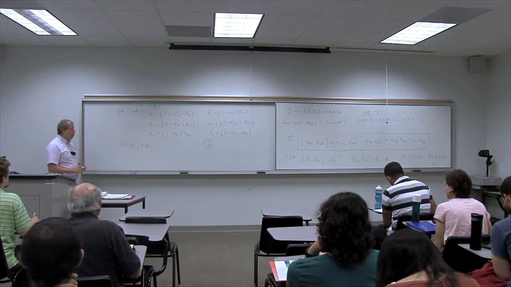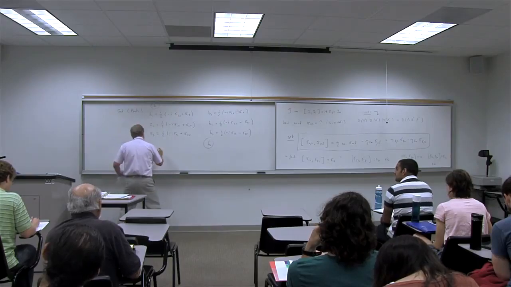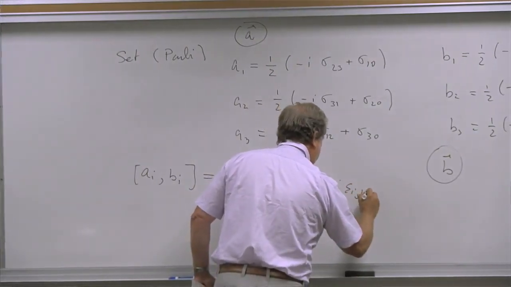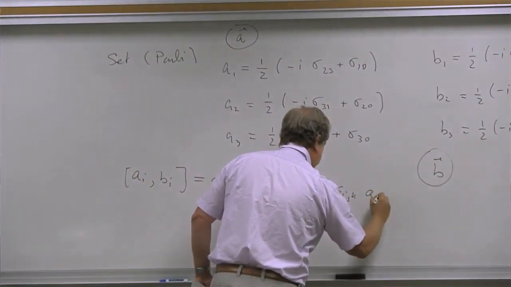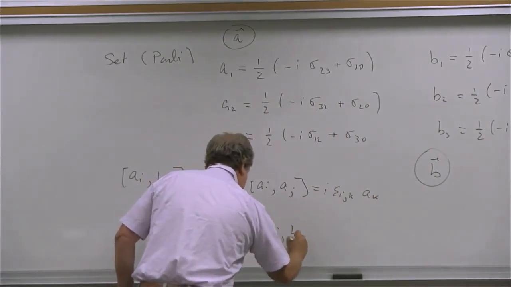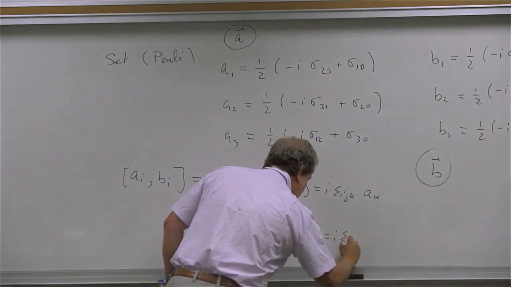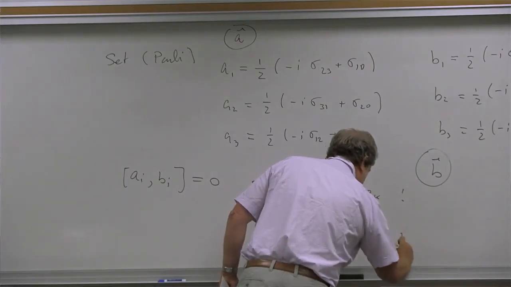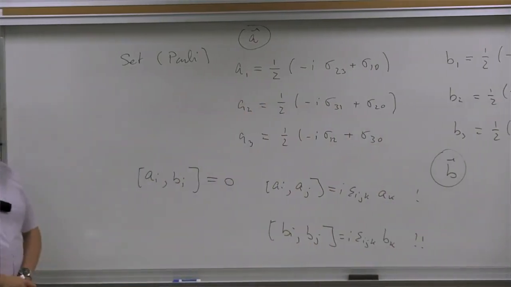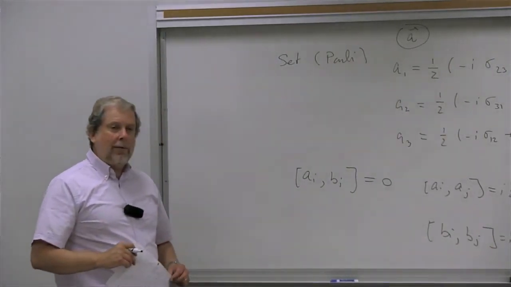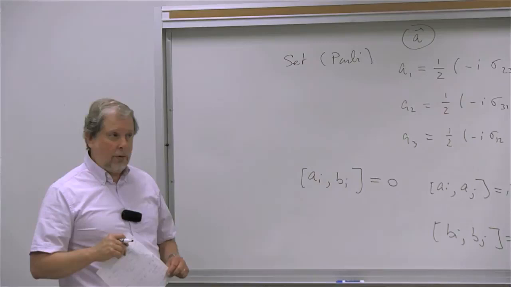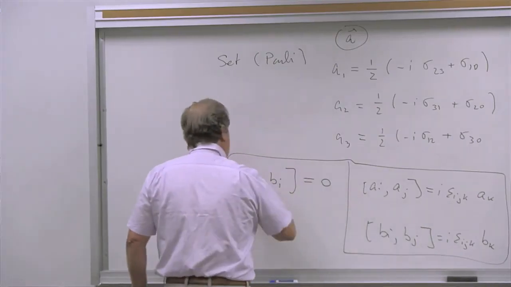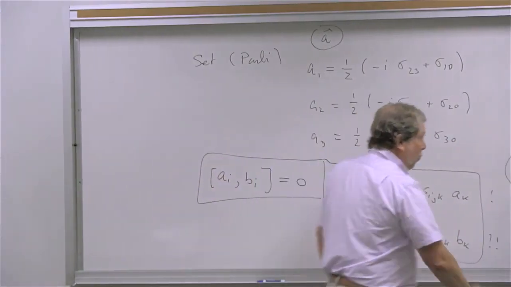Okay, it breaks up into 2 separate things. And guess what? The commutator of A_i with A_j is equal to i epsilon_ijk A_k, and B_i, B_j is equal to i epsilon_ijk B_k. So in other words, what we have discovered, and what Pauli discovered, is that in fact it breaks up into 2 rotation groups, 2 angular momentum groups, and so what does that imply?